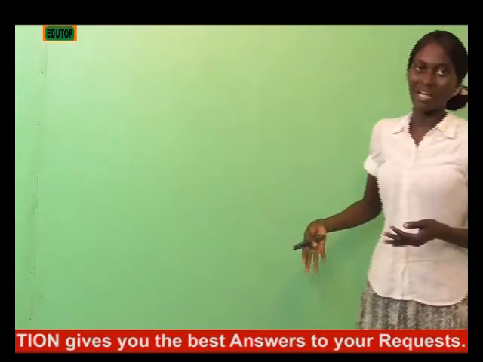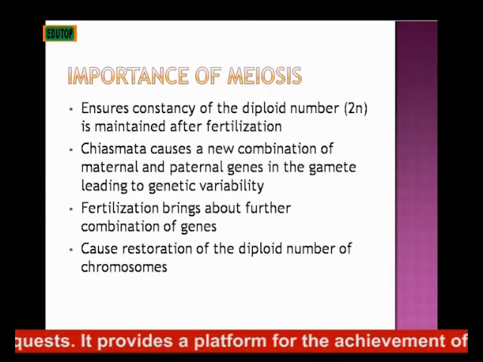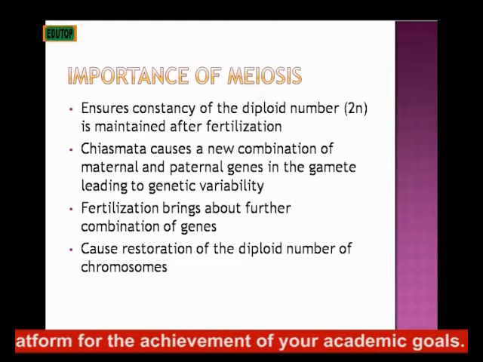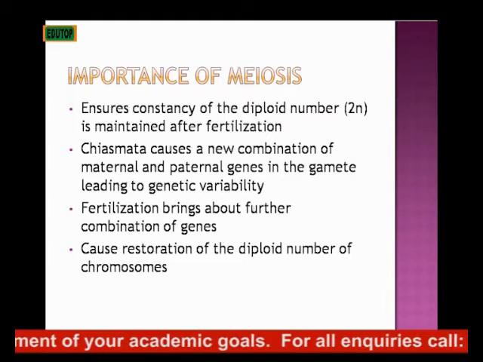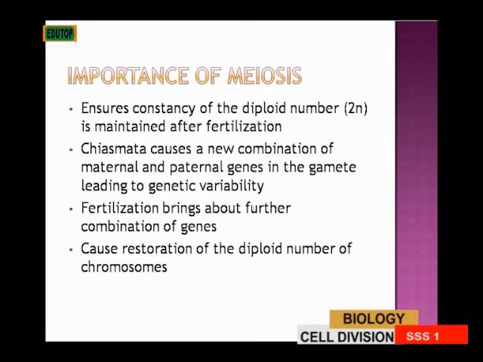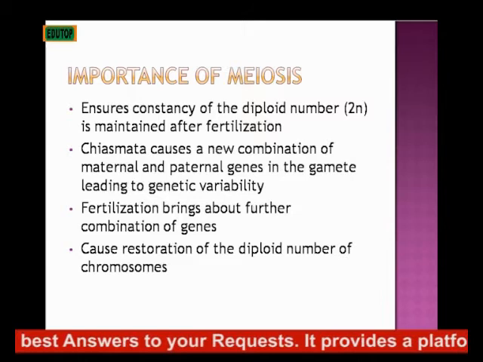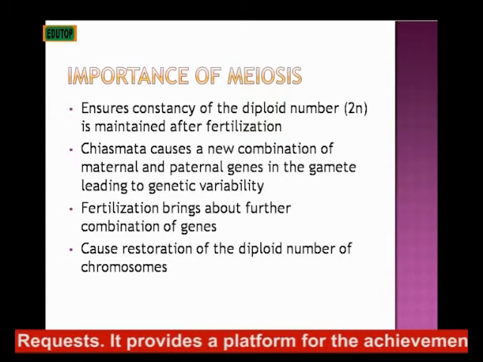What is the importance of meiosis? Meiosis ensures constancy of diploid number after fertilization. You know, at the end of the meiotic division, you have four haploid cells, and I said each organism has a diploid number of chromosomes. So how does the haploid number become diploid? If you look at the life examples of meiosis, you discover that they are in reproductive organs, in the ovaries, the testes, and the rest. So by the time the haploid number from the ovary meets the haploid number of the sperm, they become two sets. So that's how the diploid number is formed.